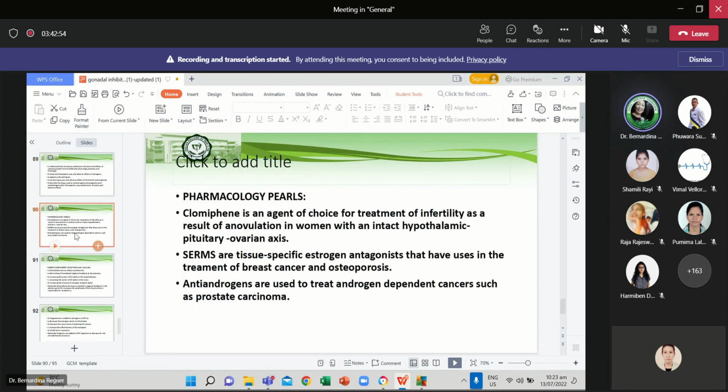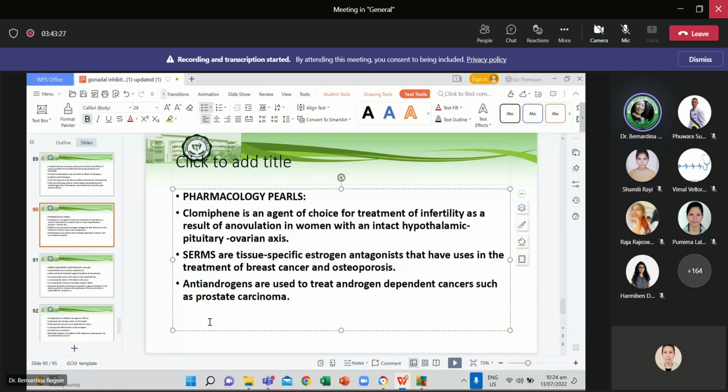So these are now your pharmacology pearls. You have to know that clomiphene is an agent of choice for treatment of infertility as a result of anovulation in women with an intact HPO, or your hypothalamic pituitary ovarian axis. SERMs are tissue-specific estrogen antagonists that have uses in the treatment of breast cancer and osteoporosis. And then anti-androgens are used to treat androgen-dependent cancers such as prostatic carcinoma.